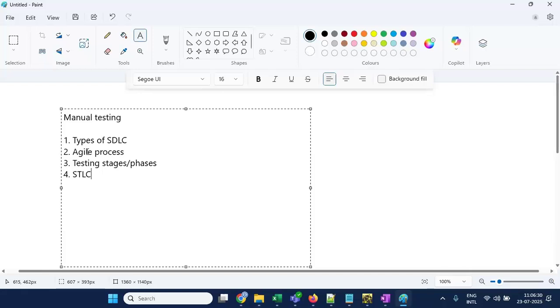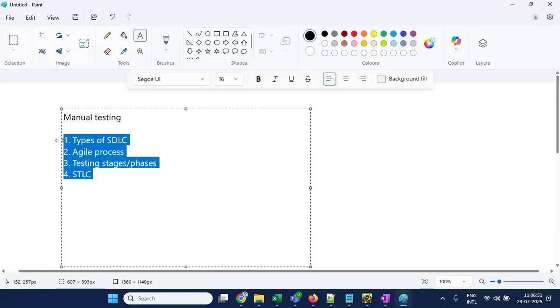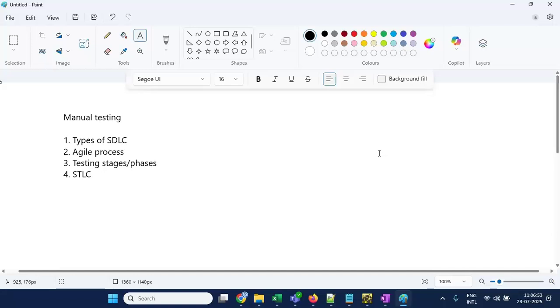In the STLC topic itself, I'll take one particular project from the internet and practice it. We will take a real-time project, and I will practice how to do manual testing by writing the scenarios, cases, and data. I'm going to cover that in the STLC. So basically, these four topics will cover all the manual testing topics related to the different platforms. This is for manual content.